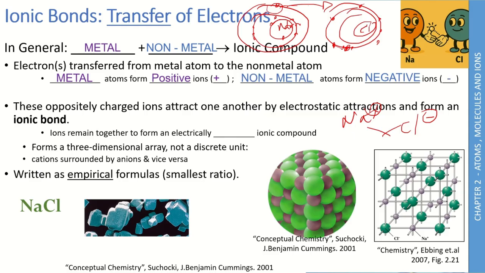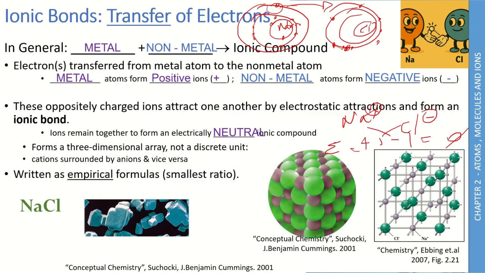So these opposite charge ions attract one another by electrostatic attraction and form ionic bonds. Ions remain together to form an electrically neutral ionic compound. So like here, I have plus 1 and negative 1. If you sum them, it will be plus 1 minus 1, which is 0. It's neutral. It forms a three-dimensional array, not a discrete unit. That is this beautiful form, the lattice form.